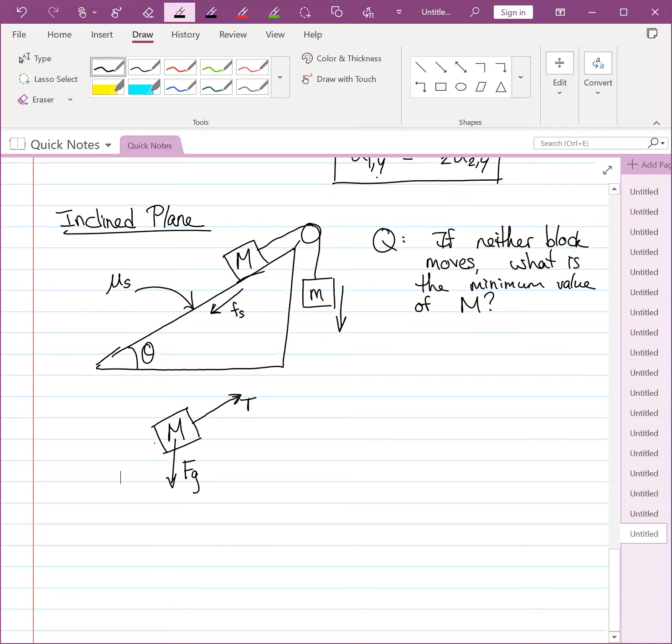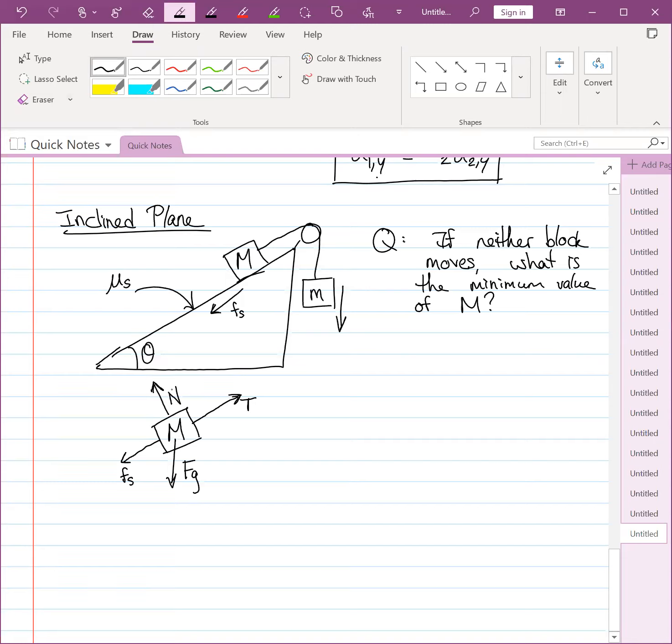And the reason it has to be down and to the left is because we're assuming that if M were any smaller, then it would move to the right. So the static friction force keeps it in place. And then we have a normal force. Now, this is the first time you've seen this, but the normal force is always perpendicular to the surface. So in this case, the normal force points up and to the left a little bit.